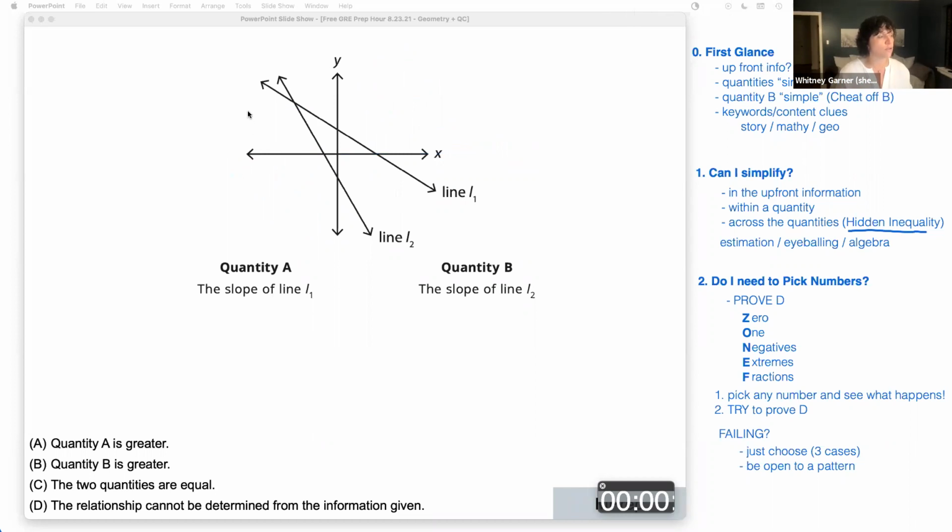As a slope goes from flat to a little bit, to a lot more, to a lot more, to a lot more, the steeper the line, the more negative it becomes. And so for something like this one, in terms of comparing, I don't need to know the actual slope. There's no points given to me here.